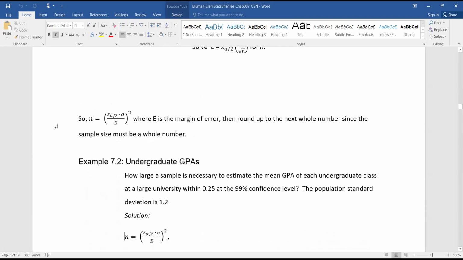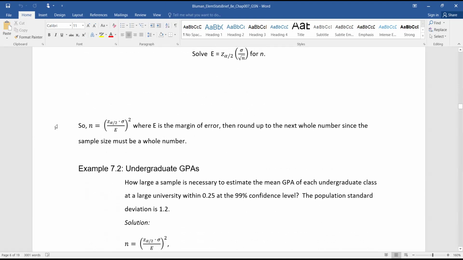So again, this is the margin of error equation. So again, you have error. It's going to equal that z-score of whatever that alpha divided by 2 was, times the population standard deviation, divided by the square root of n. And what they want us to do is let's solve for n. If we want to know how large a sample size is, let's solve for it. So that's what we're going to do.